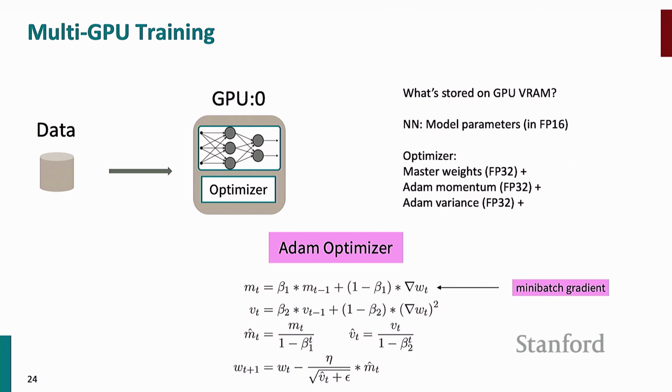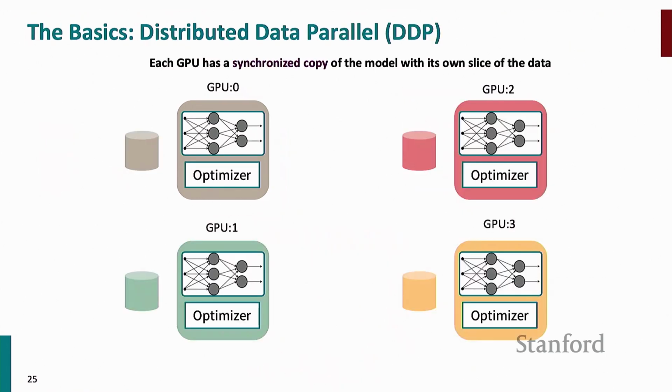So that's what the picture looks like if you have a single GPU. Now let's say we have multiple GPUs. Okay. And what we'd like to do is first divide our data set into, let's say we have 4 GPUs, right? So we'll divide our data set into 4 parts, and we'll maintain a synchronized copy of the model, and every model receives its own slice of the data set, okay?